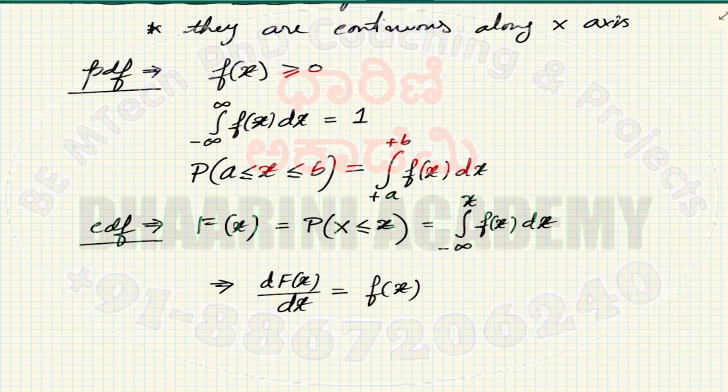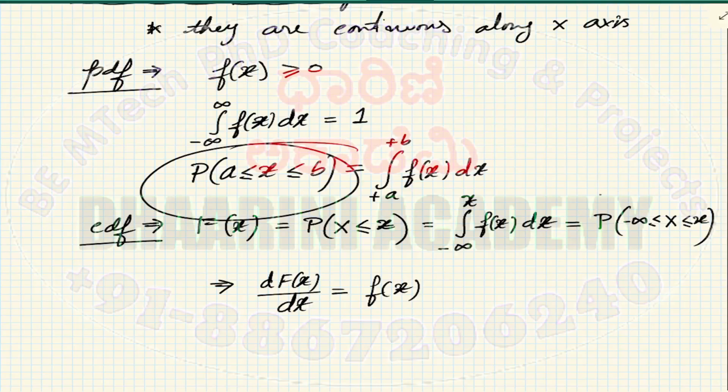Then this same thing I'll write in another notation, because sometimes we need it. This can also be written as the probability that minus infinity is less than or equal to capital X, less than or equal to small x. So if I want to relate this with this kind of expression, then I can use it.